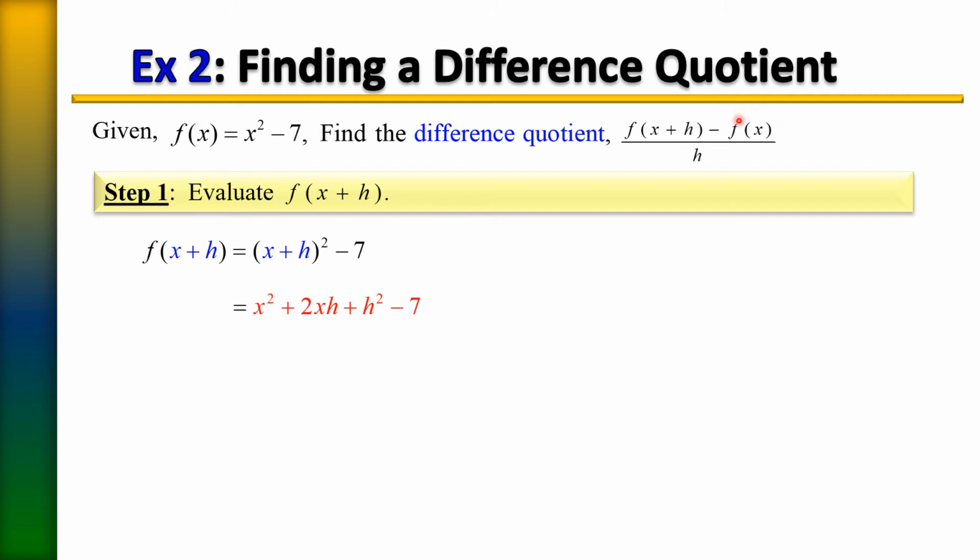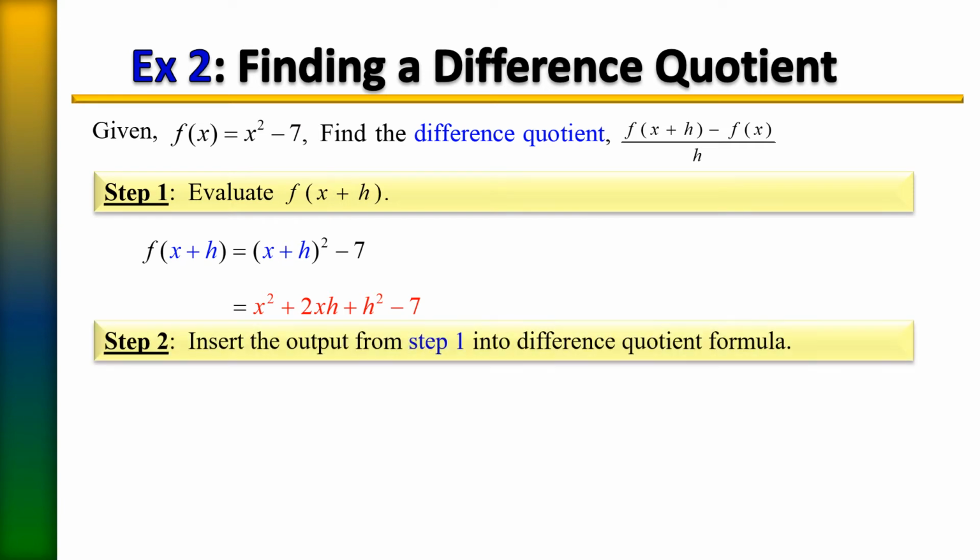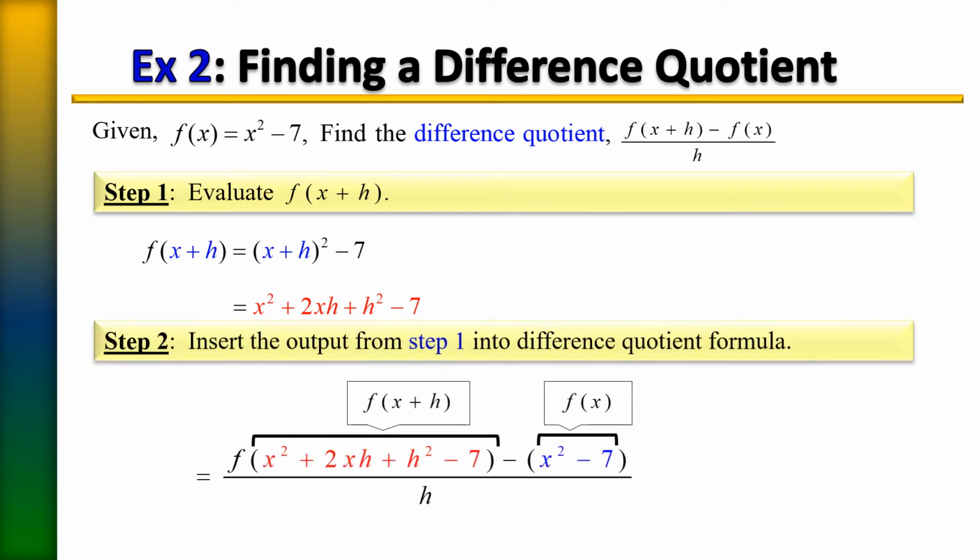Now we need to subtract the function itself, and here is the function. So once we set that up, it's going to look like so, and you have h under the bottom. Keep in mind that with subtraction, because that second group has a negative in front of it, you must change them to their opposite. It's going to become negative x squared plus 7.